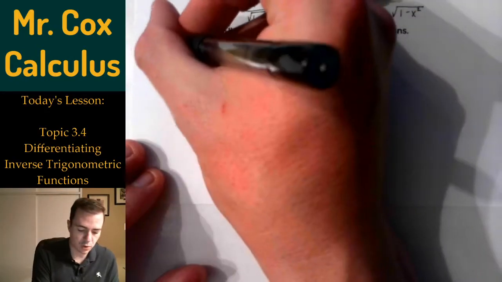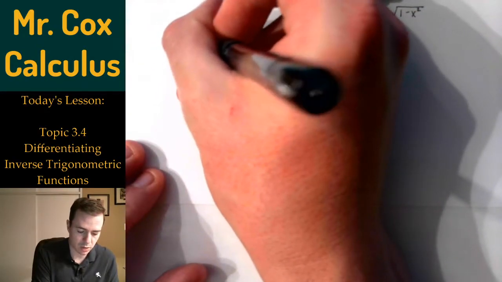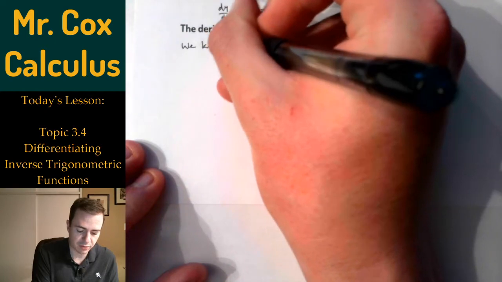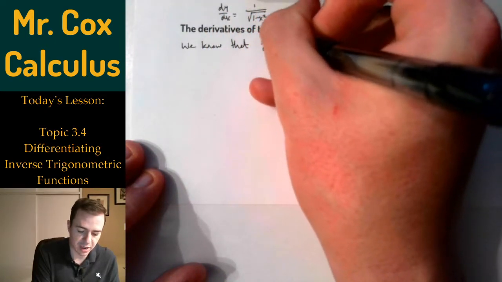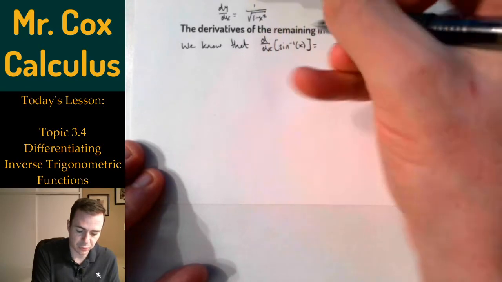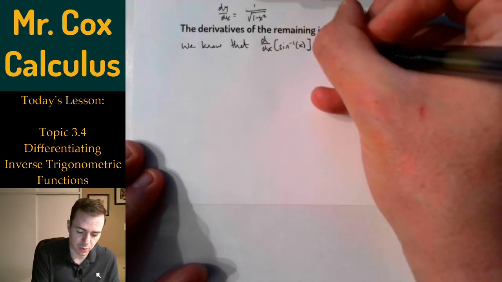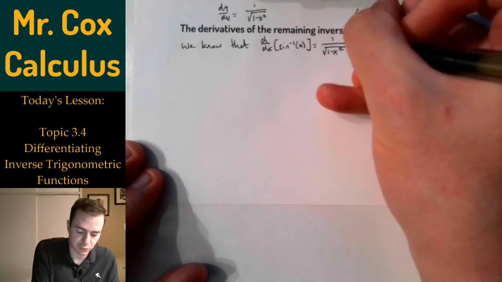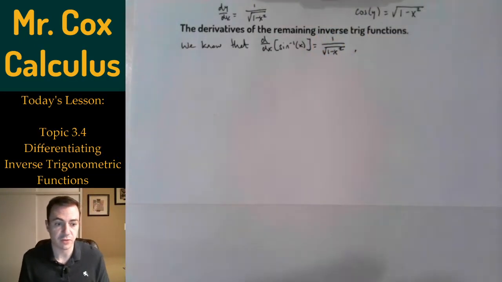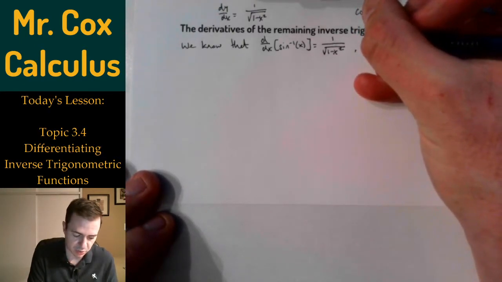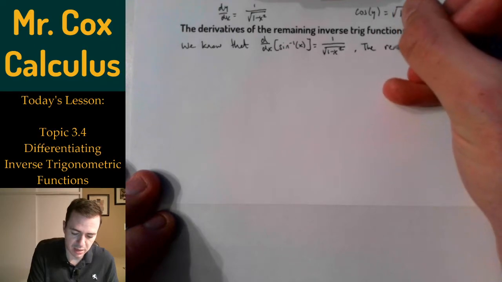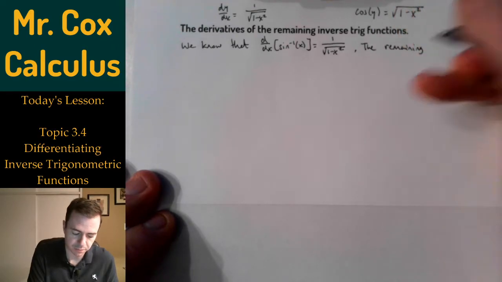We know from our previous video that the derivative with respect to x of the inverse sine of x was equal to 1 over the square root of 1 minus x squared. That's the derivative of inverse sine. We could go through the same process to find the remainders, but we're going to go ahead and just address what they are.